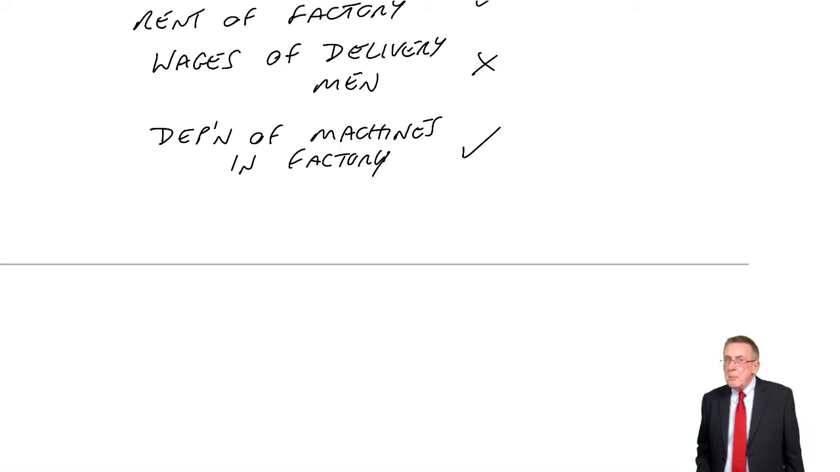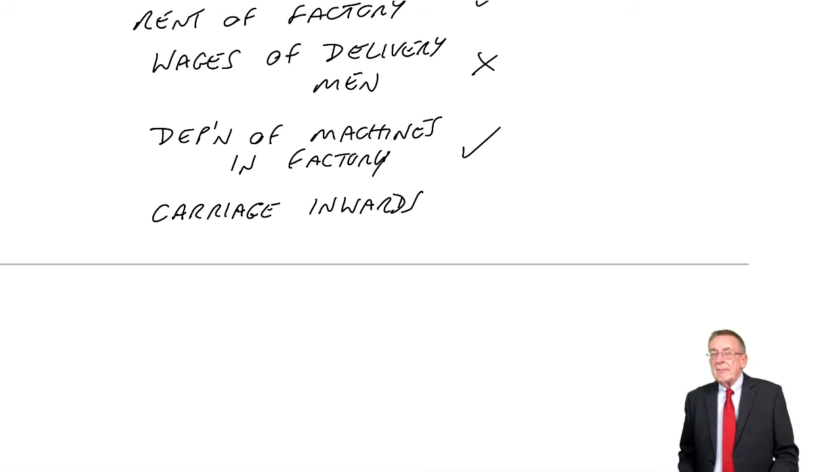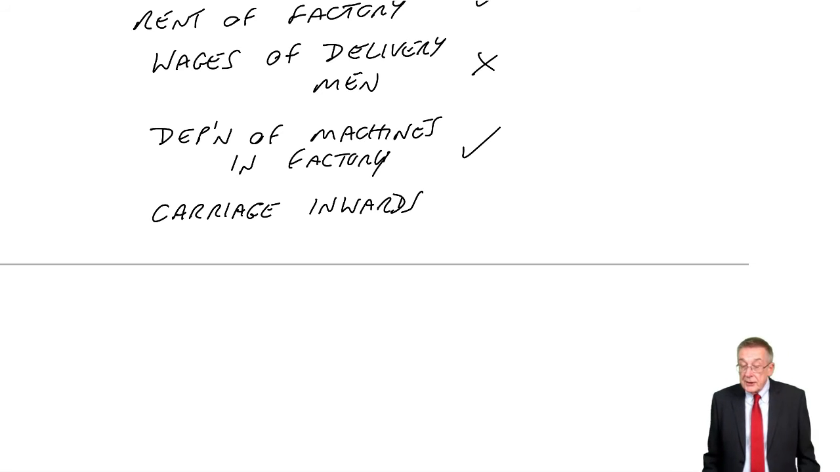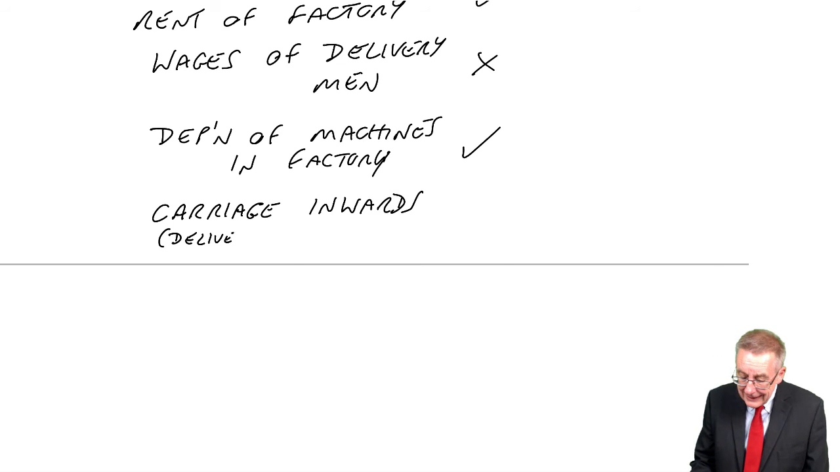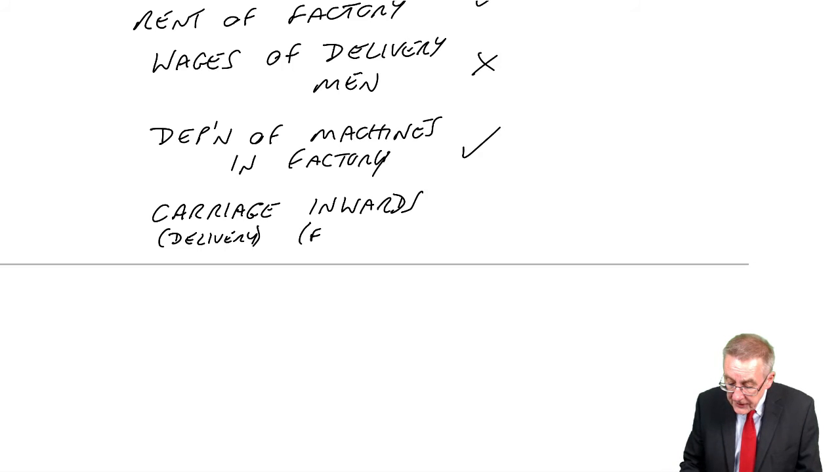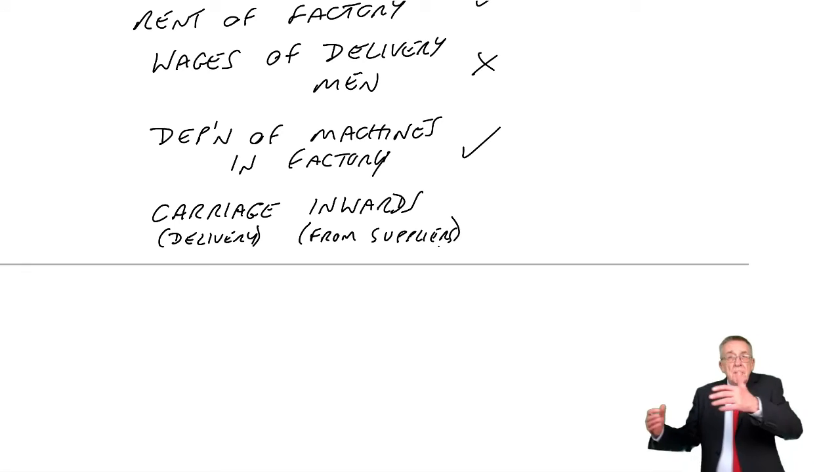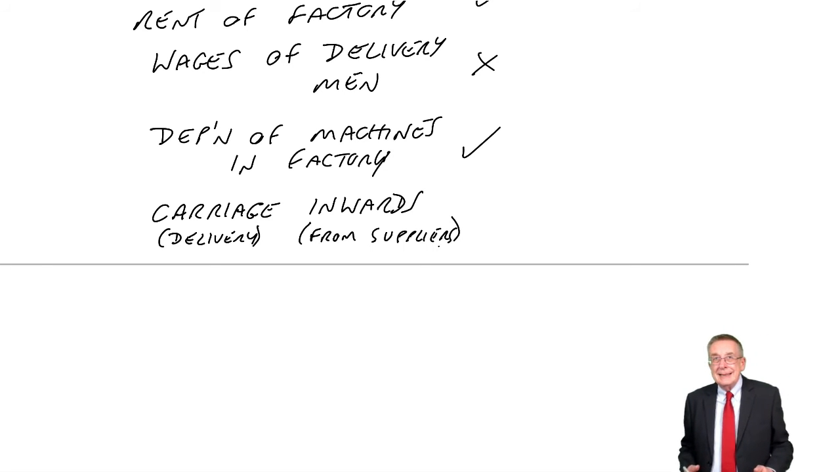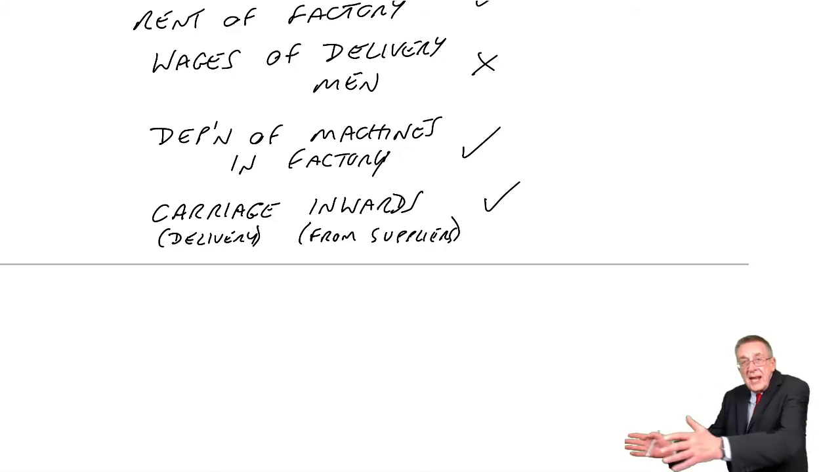Just two bits of terminology you might see. One is this, carriage inwards. Now, especially if you're not English, or even if you're English, the terminology can be a bit problematical. Carriage is another word for delivery. And inwards, it's delivery into our company, it's delivery from suppliers. So if I'm buying wood to make desks, the supplier might charge me with the delivery, well, it's an extra cost of getting the wood. You would include it. Delivery of goods into the factory.